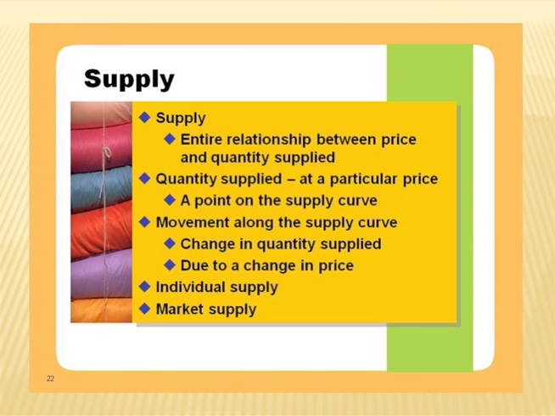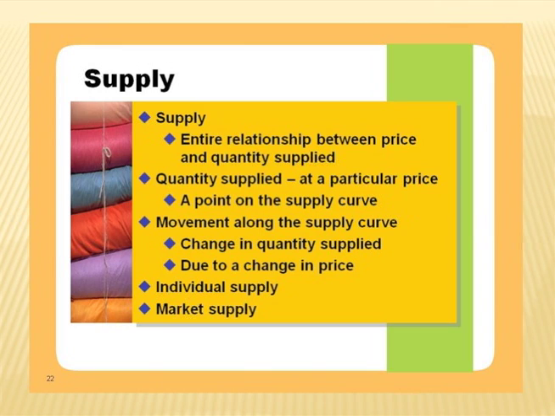Now, same terminology as before. Supply represents the entire relationship, and that's why we call that a supply curve or a supply schedule, whereas quantity supplied is simply a single point, a particular price, a point on the supply curve. If we move along the supply curve, we say we have a change in quantity supplied. If we move the entire supply curve, we say we have a change in supply.